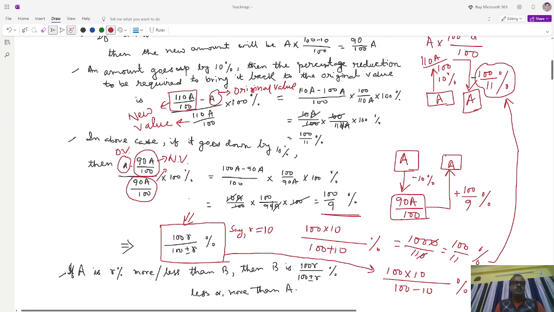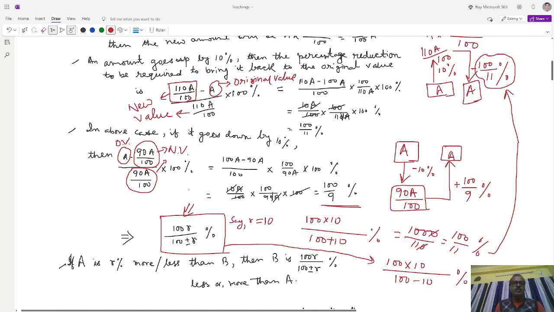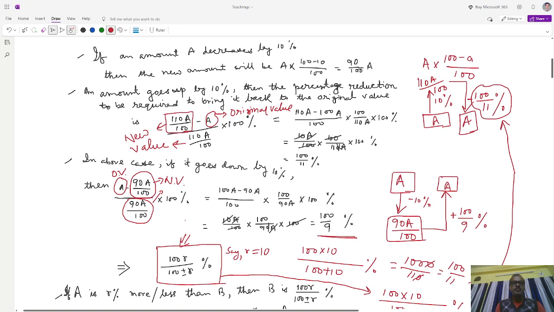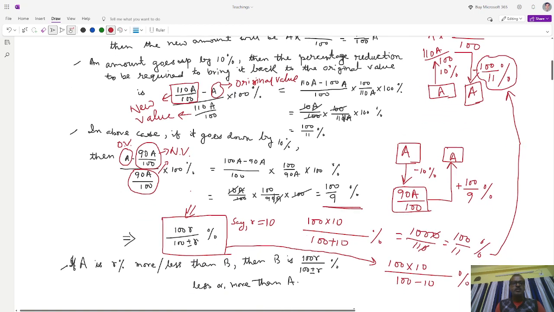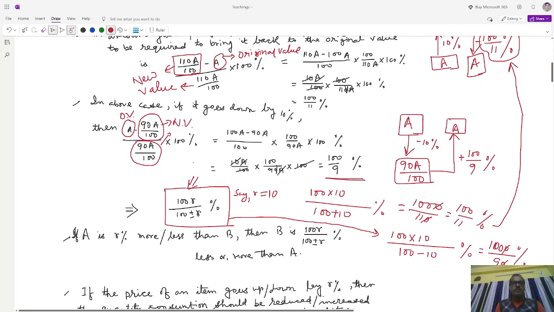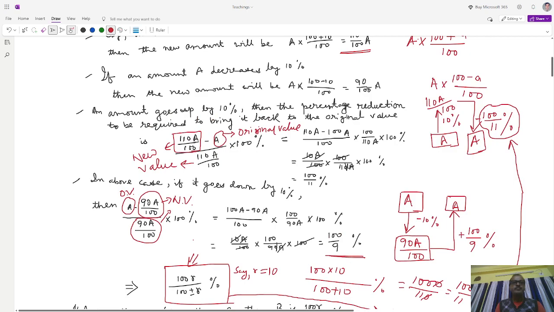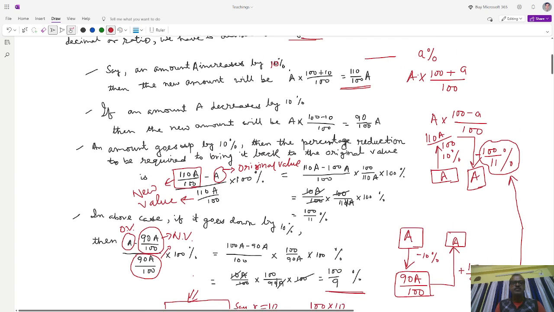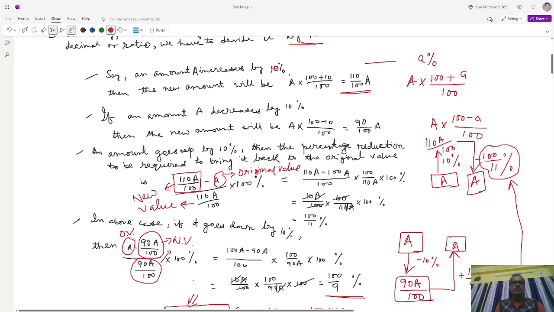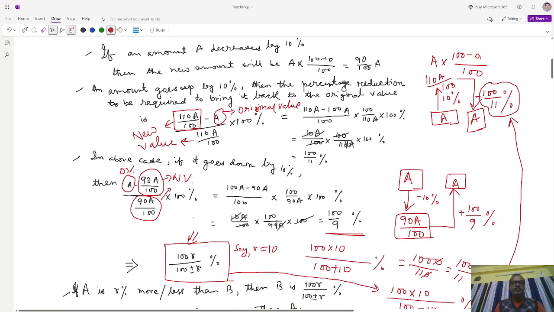In the above two cases, if the value goes up by 10% and if the value goes down by 10%, then we get distinct values, but in general form it is equal to 100R divided by 100 plus or minus R%. Okay. Applying this concept, we can solve many percentage problems.